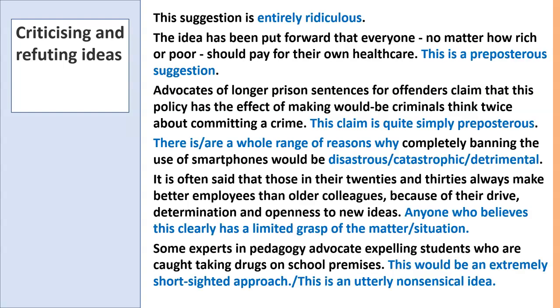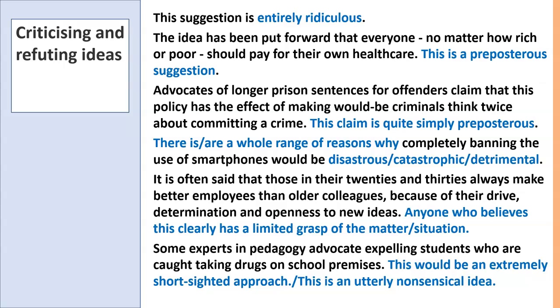Probably we need more phrases for criticism and refuting ideas, so that saying things are wrong. And not surprisingly, there are plenty of options here. You can describe something as entirely ridiculous. You can describe it as a preposterous suggestion, and you can say that a claim is quite simply preposterous.